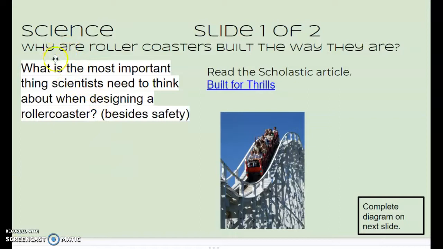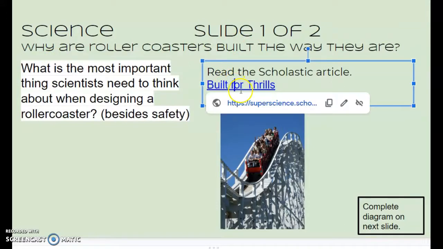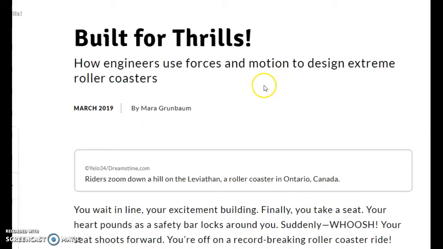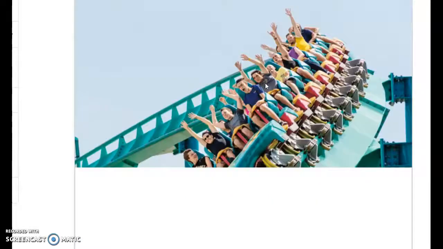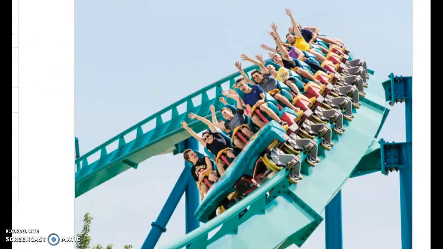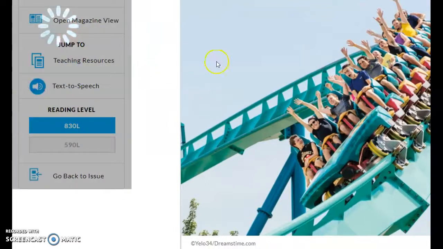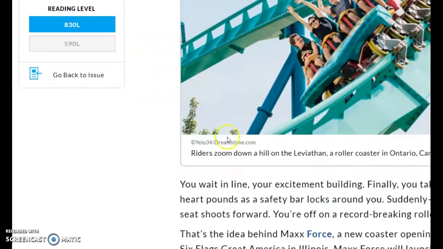So your job is you're going to read the article, the Scholastic article called Built for Thrills. So you'll click on here. You'll click on the link. Okay. It will take you to a Scholastic article that you will read. You need to read the entire article. Okay. If you scroll over onto the side, it says text to speech. You can listen to it as well. Okay, so you will either listen to it or you will read it.